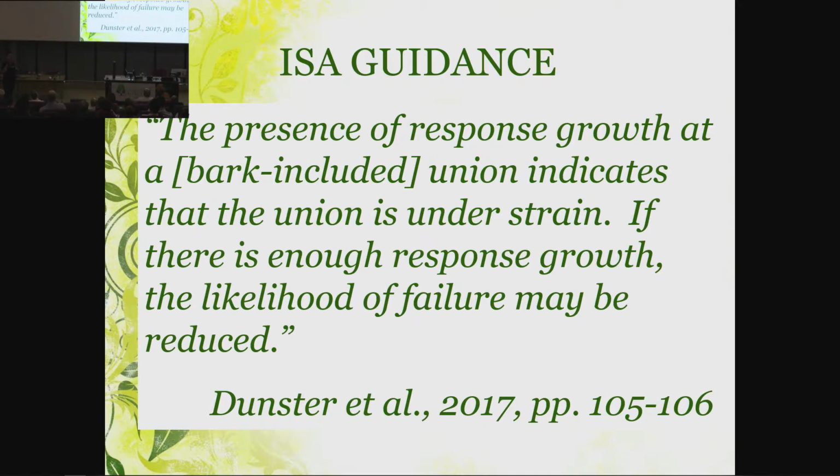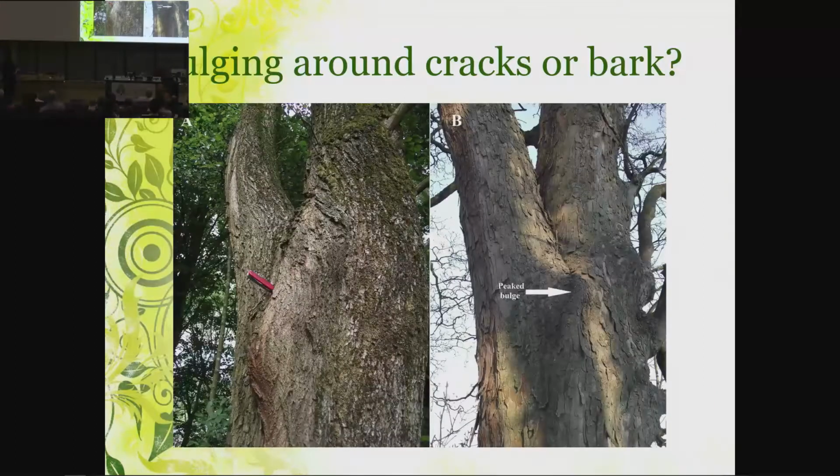But to help kill it off, look at the ISA guidance from the latest publication on tree risk assessment. The presence of response growth at a bark-included union indicates the union is under strain. If there was enough response growth, the likelihood of failure may be reduced. So I can conclude from that essentially the trees in America are very different from the ones in Europe. When they bulge around the junction, they're probably getting stronger. But here, I'll leave you to think about that.